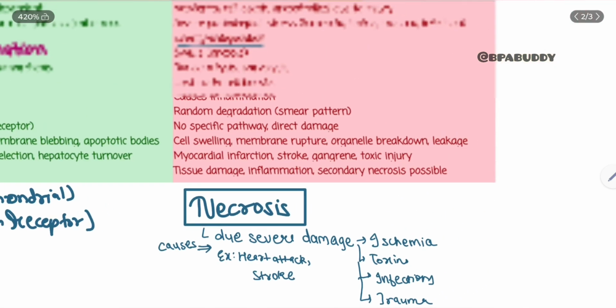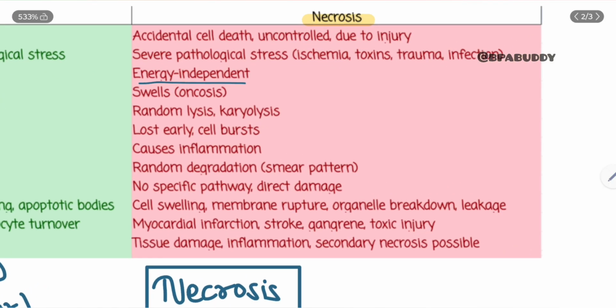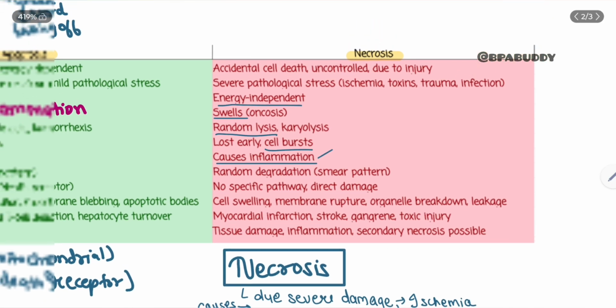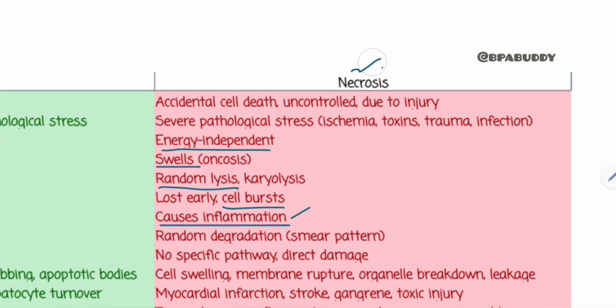Then morphological changes also occur in necrosis. Here we can see that these are completely opposite to apoptosis. The cell actually swells and the membrane ruptures, like the cell bursts out, organelles break down, and contents leak out. So it obviously causes inflammation. This is a very big difference: necrosis causes inflammation, because the cell contents spill out and irritate the surrounding tissue. One line to remember necrosis is: it is messy, uncontrolled, damage based cell death, and it is not energy dependent.